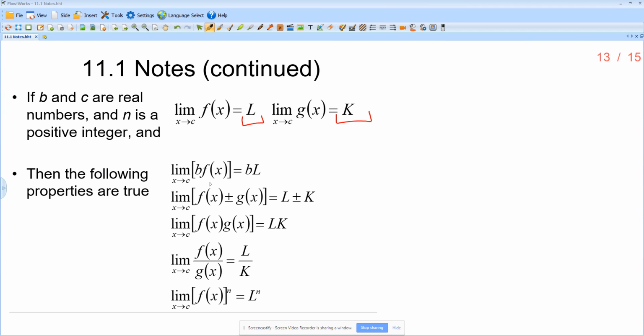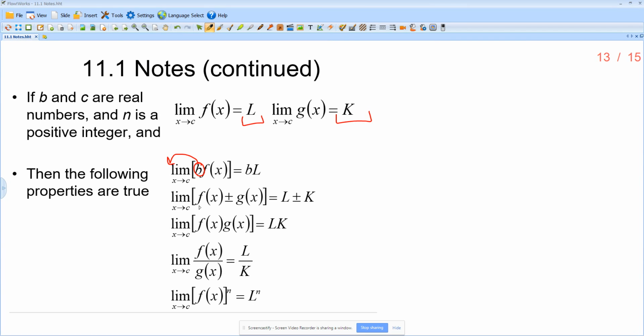The limit as x goes to c of b times f of x is equal to b times L. And what you're really doing here is saying this b, that is just a constant that's getting multiplied by the function, so you can sort of take that out. And then you just have the limit of f of x, which is L, times b, so b times L.